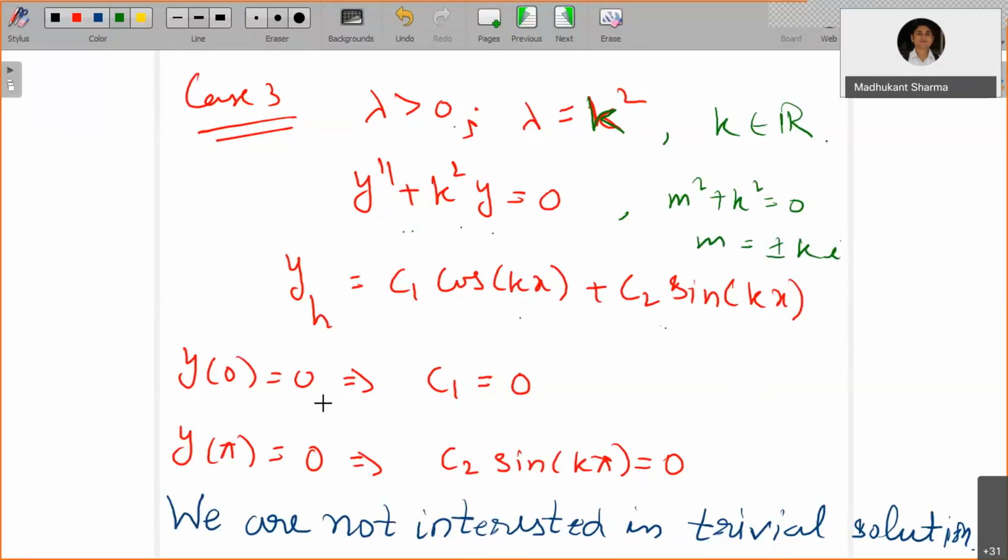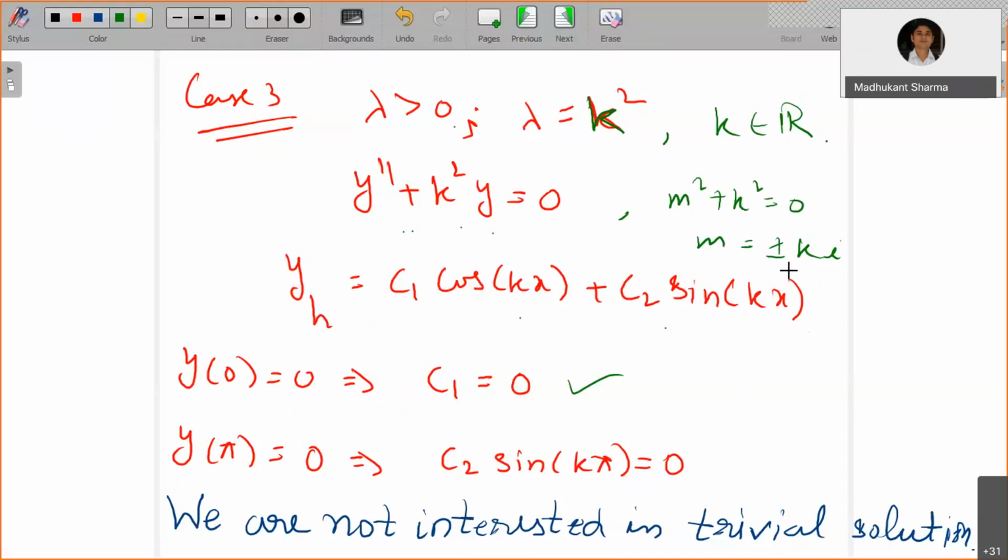Now y(0) is 0. What is implied? Since sin 0 is 0, the second term will not come in, leaving c1 times cos 0, and cos 0 is 1. So c1 equals 0. Now y(π) equals 0. So c1 is 0.